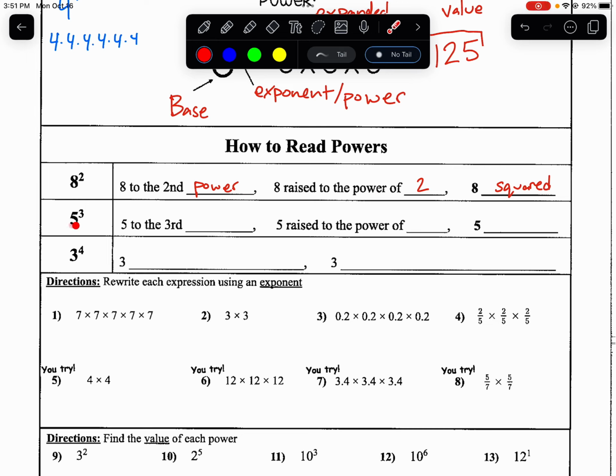Let's look at this one. This is referred to as 5 to the third power, or 5 raised to the power of 3. And the third power also has a special name. It is called 5 cubed.